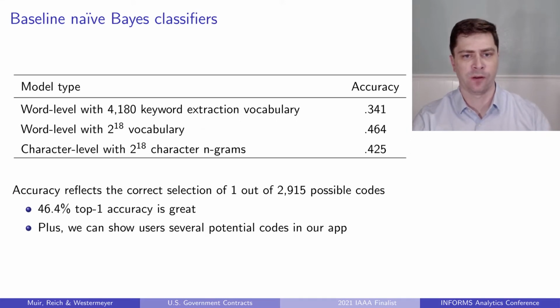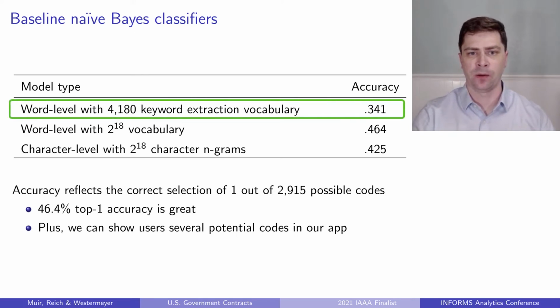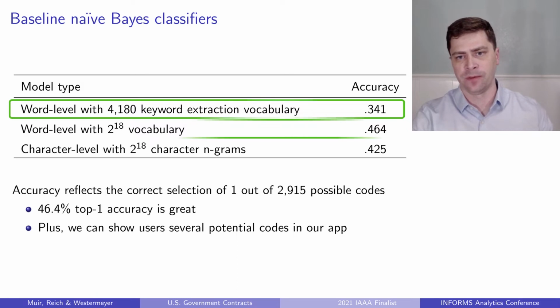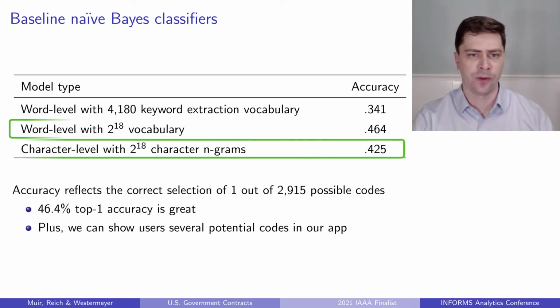We really wanted to start off with a nice baseline of what we should expect model performance to do. For this, we relied on the tried and true naive Bayes multinomial classifiers. We fit three separate model types. The first model type is a word level model with a little bit over a 4,000 word vocabulary, which is what was derived from the descriptive analytics. The second is a word level model with a much larger vocabulary, to the 18th, which is a little over 250,000. And the third is a character level model.